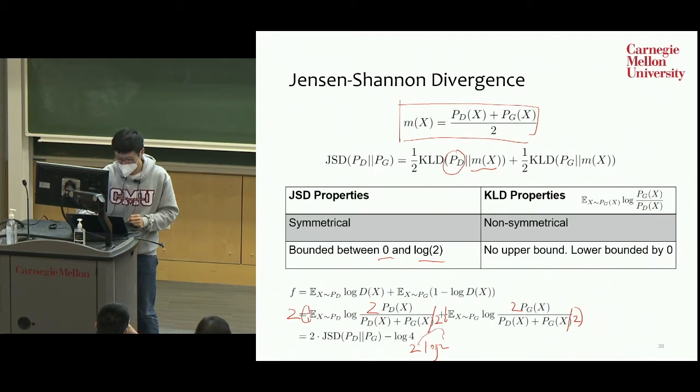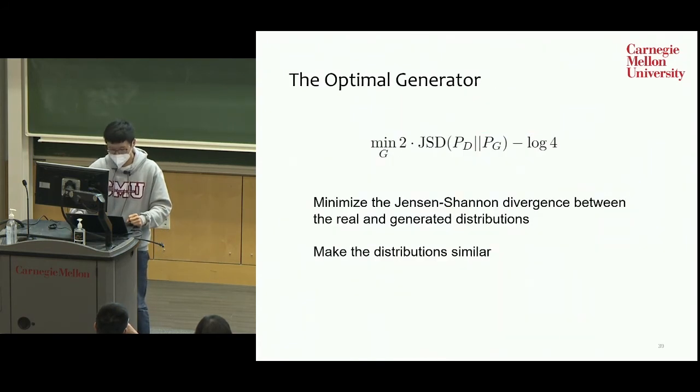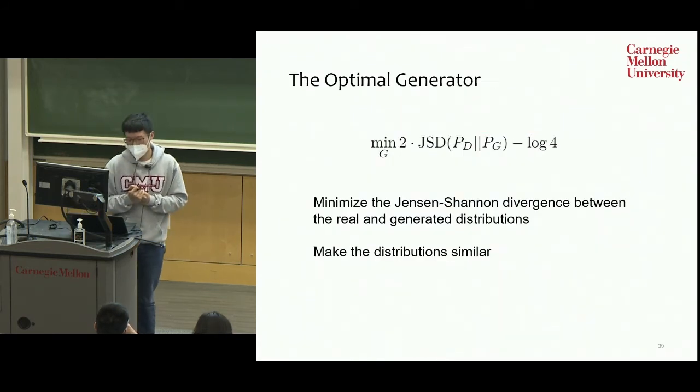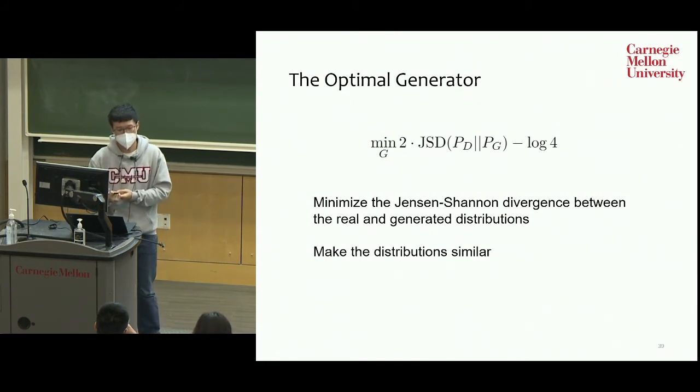If you put it in as an exponent, you get log 4. So the optimal generator will simply minimize the Jensen-Shannon divergence between the real and generated distribution, in other words, make the two distributions similar.